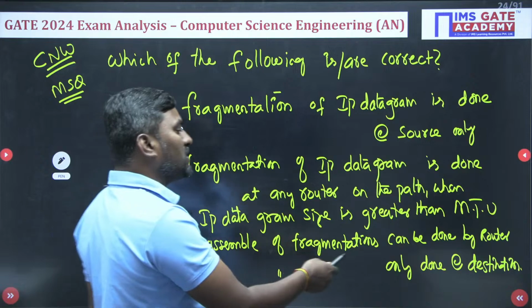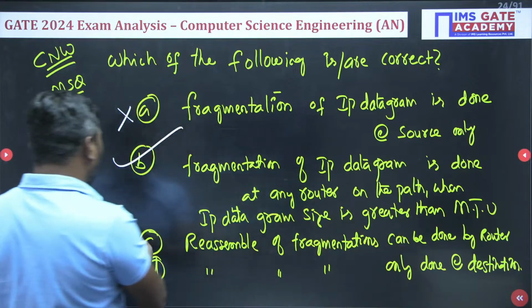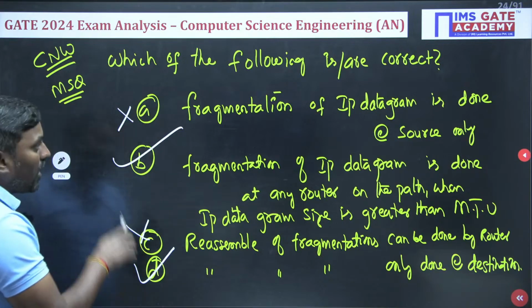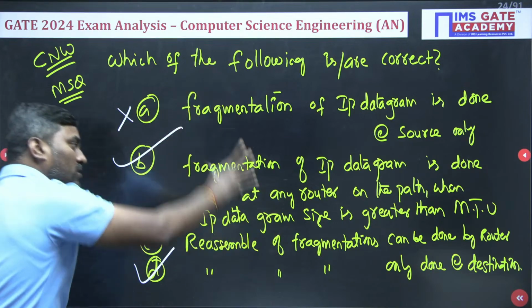Reassembly of fragments can be done by the router? We cannot do it at the router. We have to do it at the destination only. Yes. Options B and D are correct as per this data.